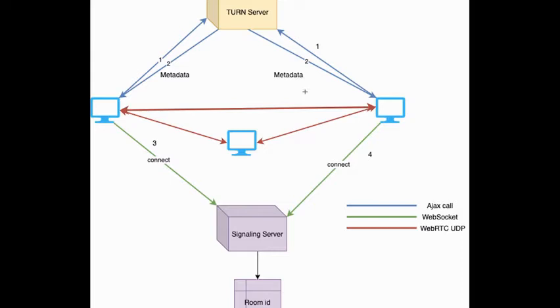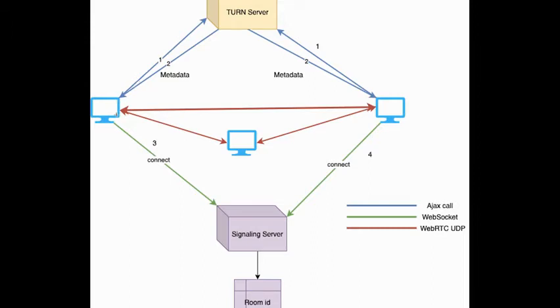So first we'll talk about the general architecture of the software. Suppose we have the peers who want to connect to each other. First, they have to make a request to the TURN server. The TURN server is responsible for responding with the network metadata, so it can be the public port or the public IP address of this client.